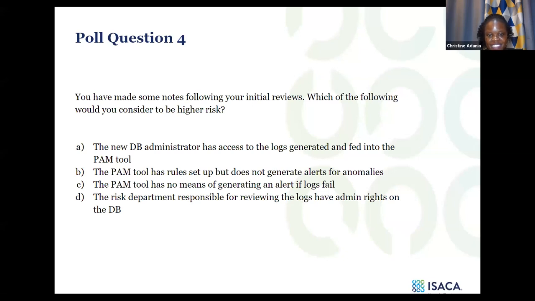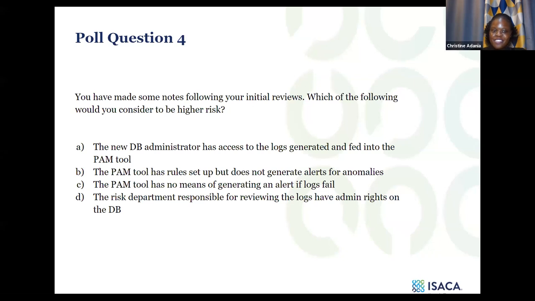The DB administrator has access to the logs generated. Wow, impressed. And then also the risk department responsible for reviewing the logs have admin rights. These are probably the highest risks, yeah? Because if you're reviewing what you have done, if you have admin rights, you have the option of changing things. It's basically saying set a thief to catch a thief, because you have access to the system that logs and you also have admin rights. That means you are reviewing yourself. You're reviewing what you've done. So you are part of that. So the risk department is actually part of the problem.